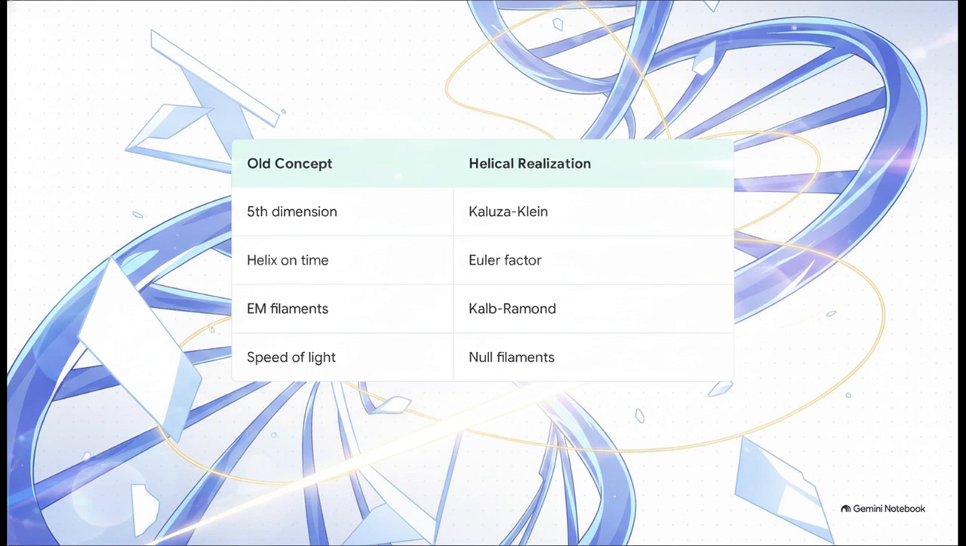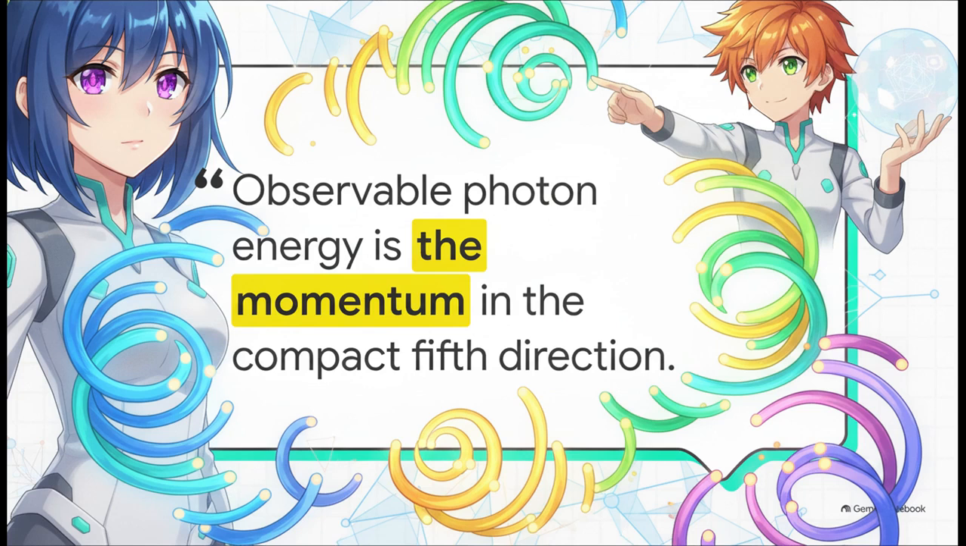Meaning this fifth dimension is quite literally winding helically around the ordinary time axis. The electromagnetic filaments, they're the world sheets that fiber this fifth dimension right onto our standard spacetime. Dr. Rehan puts it perfectly here, saying the observable photon energy is nothing other than the momentum in the compact fifth direction. So the absolutely crucial takeaway here is that the Euler helix around time is the fifth dimension, and the photon is just the energy traveling on that helix.